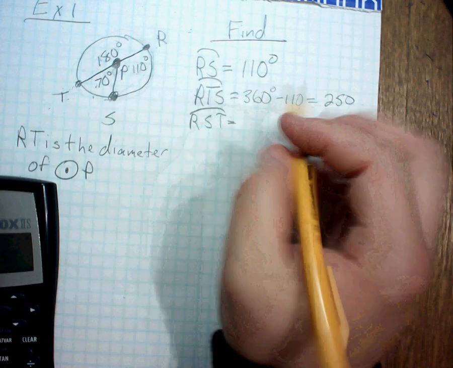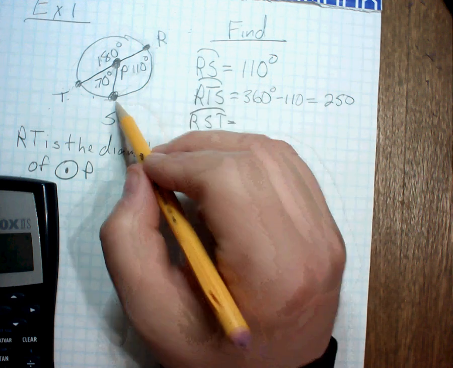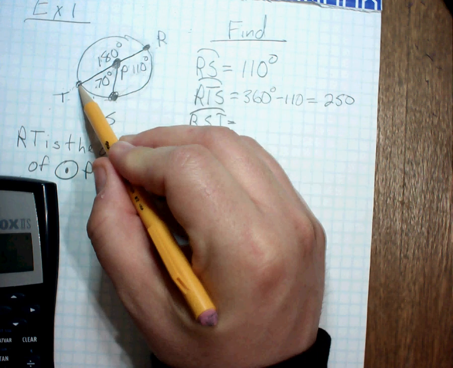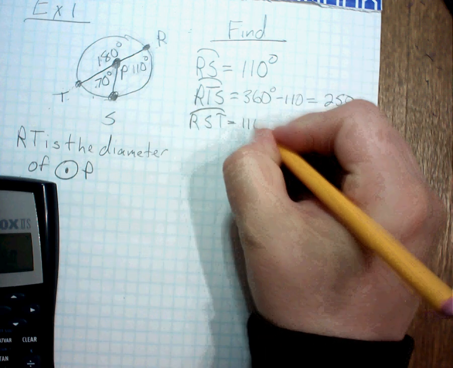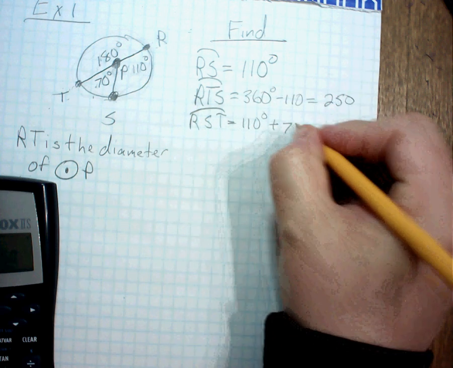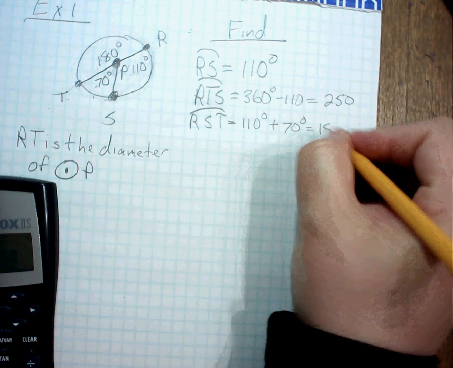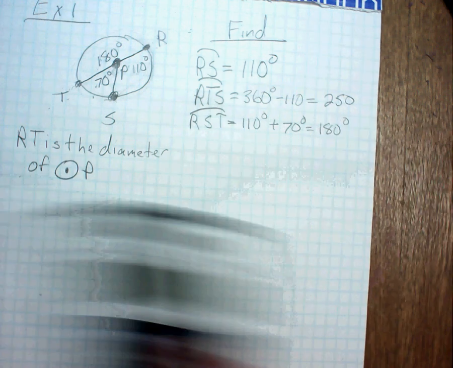Then it says, what is the measure of arc RST? So what is this from here to here? Well, that's the semicircle. It's going to be 110 plus the 70, which equals 180. Okay? And that's it.